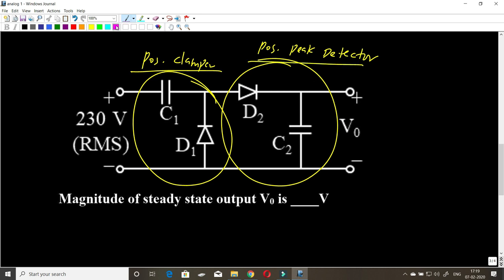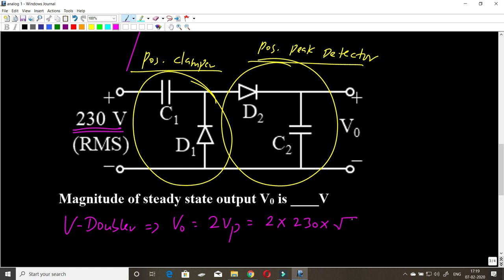Well, all of you know this combination will result in a voltage doubler, and for a voltage doubler, the output is twice the peak value of the input, that is V0 equal to 2 Vp. So in this question, 230 volts is nothing but the RMS value of the sinusoidal input. So the peak value will be 230 times root 2. So the output will be 2 times 230 times root 2, which is 650.44 volts. So that is the answer to this question.